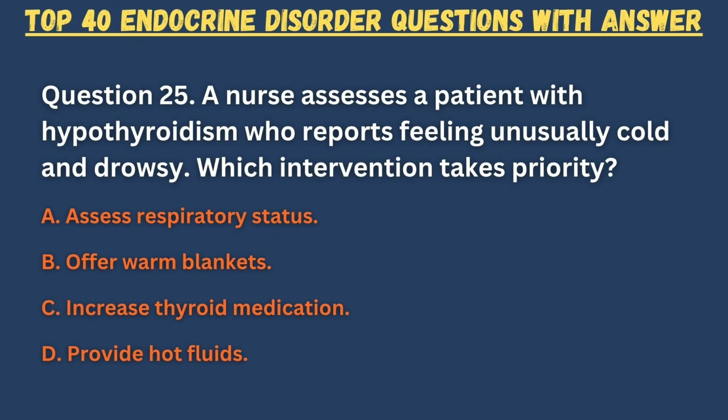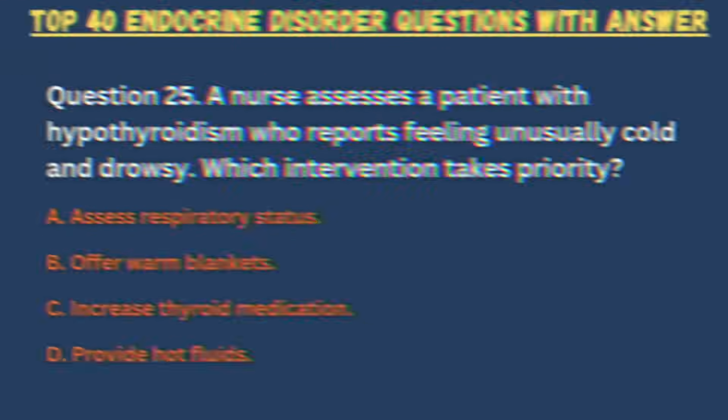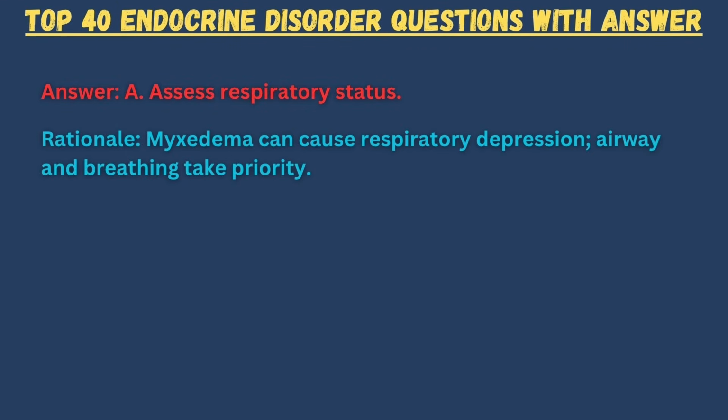Question 25. A nurse assesses a patient with hypothyroidism who reports feeling unusually cold and drowsy. Which intervention takes priority? A. Assess respiratory status. B. Offer warm blankets. C. Increase thyroid medication. D. Provide hot fluids. Answer. A. Assess respiratory status. Rationale: myxedema can cause respiratory depression. Airway and breathing take priority.